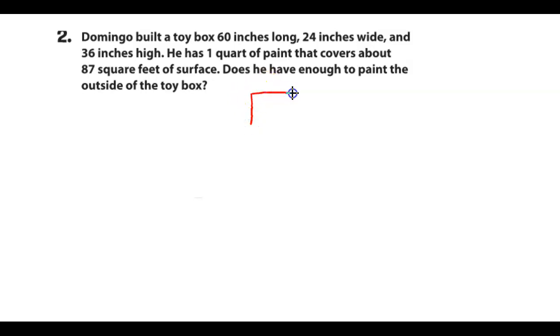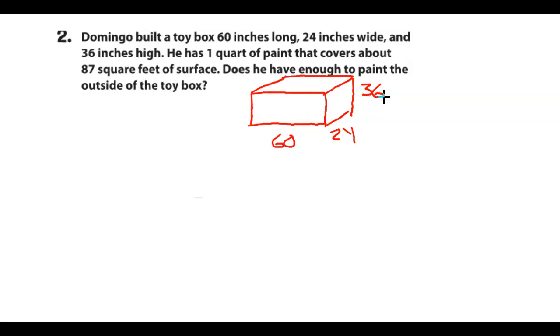So I'm not going to take up a lot of room here, but let's kind of draw a little toy box that kind of matches the description a little bit. Obviously, we're not drawing this to scale, but we'll go ahead and put some numbers in there. So it looks like it's going to be 60 inches long, so this is going to be 60. It is going to be 24 inches wide, so I'm going to say 24 is going to go here. And then it looks like it is 36 inches high, so we're going to do that right there.